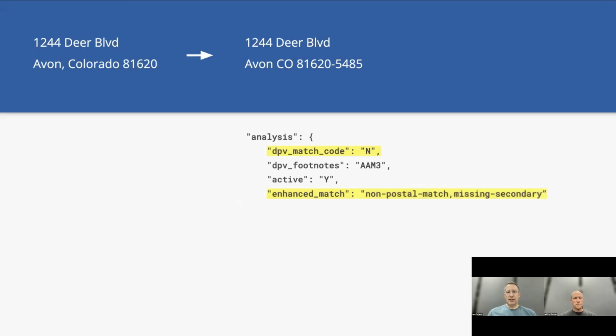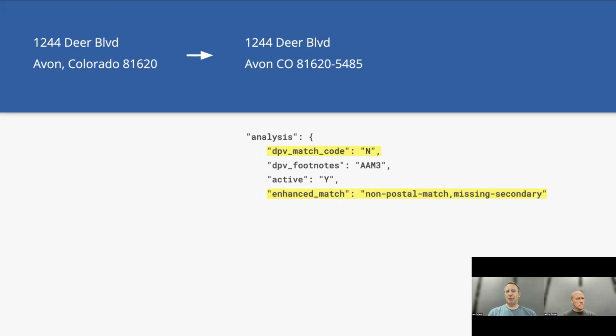On the next one, same address, but I stripped the unit entirely. We see the DPV match code of N, and we see enhanced match, non-postal match, missing secondary. So this is a non-USPS address, and it's missing a secondary. In other words, we're expecting to see a secondary, and we don't. So again, this is an opportunity.